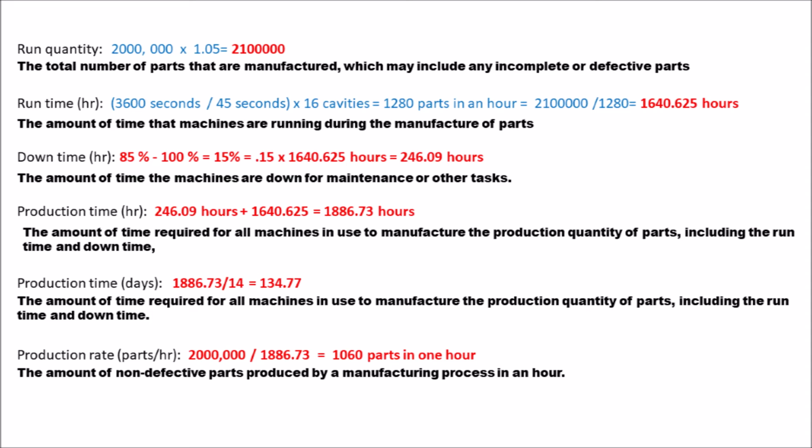Production time, days, 1,886.73 divided by 14 hours equals 134.77 days. This is the amount of time required for all machines in use to manufacture the production quantity of parts, including the runtime and downtime. Production rate, parts in 1 hour, 2 million divided by 1,886.73 equals 1,060 parts in 1 hour. This is the amount of non-defective parts produced by a manufacturing process in an hour.